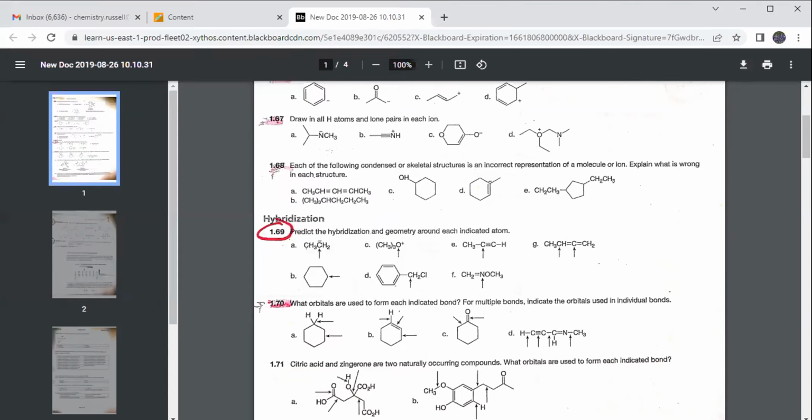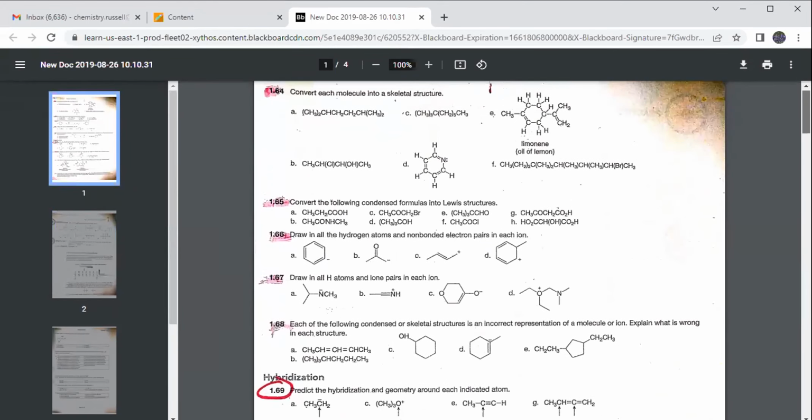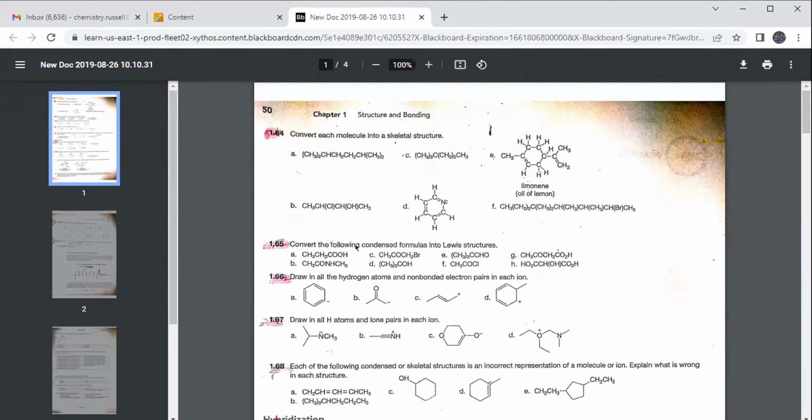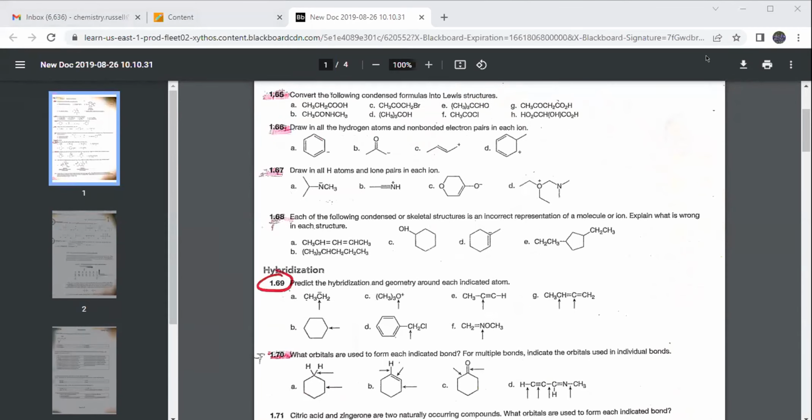All right, let's go to, let's see. We'll come back to this. We'll start doing this on Wednesday. But let's go to here since we're talking about hybridization. Here, we can do this.